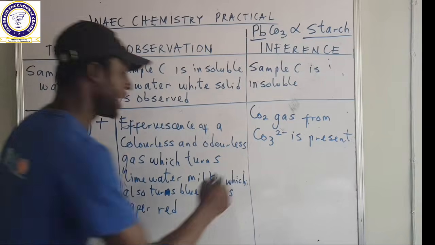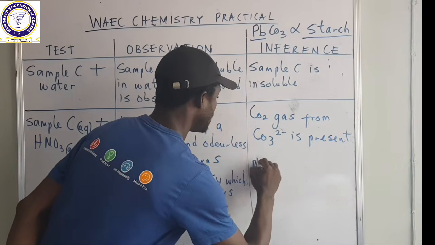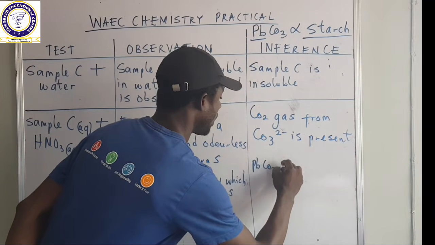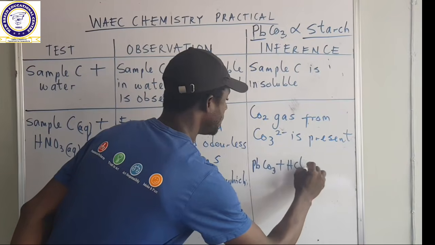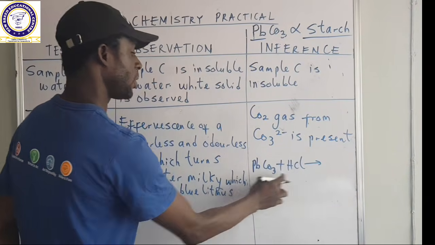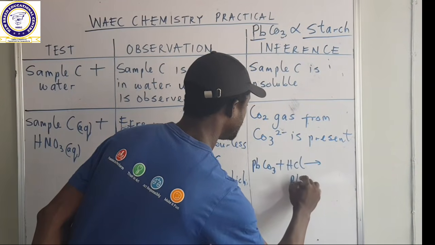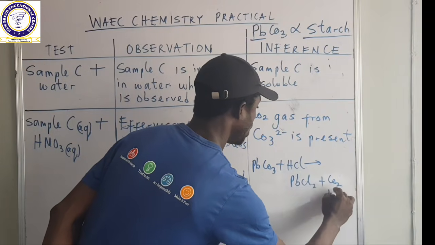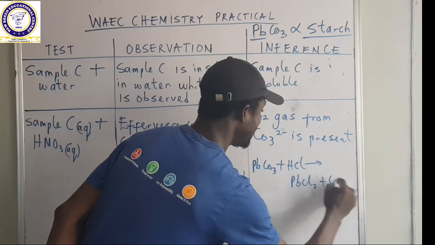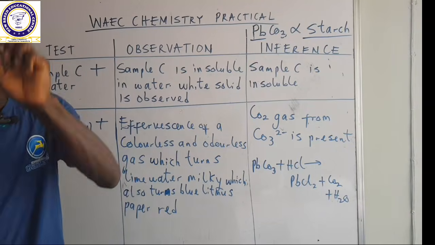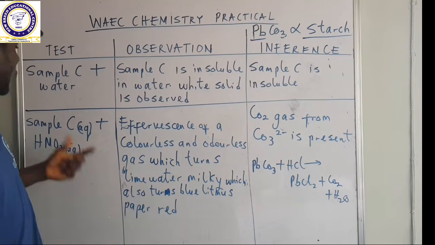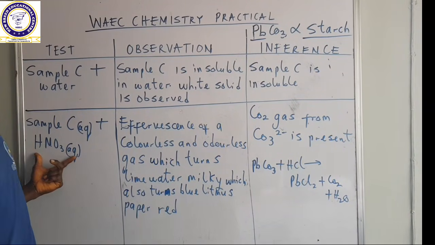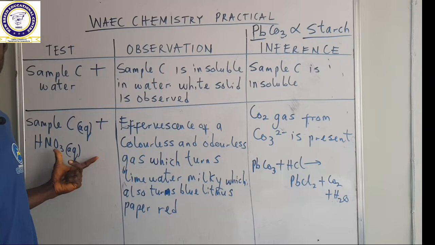Let's write the reaction. We have our lead carbonate plus HCl. What are you going to have? We have our lead chloride plus CO2 plus H2O. You see that here also CO2 is liberated. So you see that they are adding, and they are asking you to add HNO3 or HCl to your test sample.